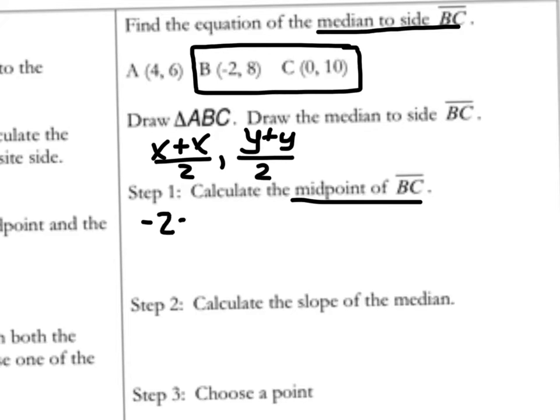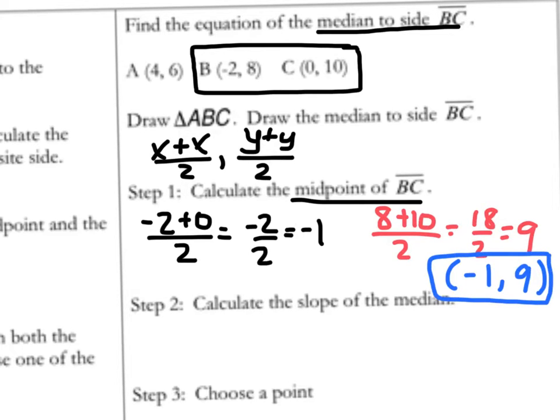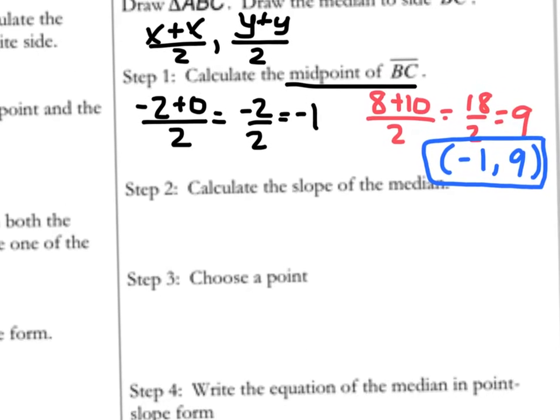So we get negative 2 plus 0 over 2, which is negative 2 over 2, and that's negative 1. Now for the midpoint y value, we're going to do 8 plus 10 divided by 2, which is 18 over 2, which is 9. So my midpoint is negative 1 comma 9. We are going to use this point in a minute.